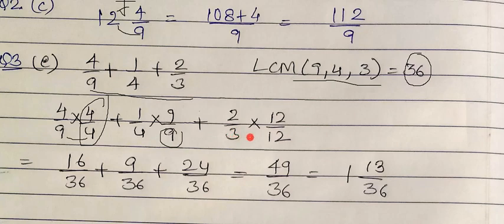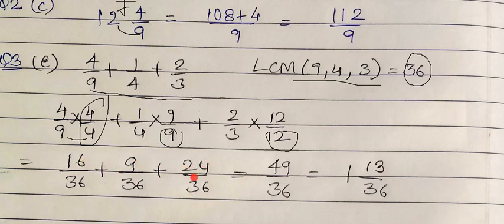Here 3 will be multiplied by which number? 12, because I know that 12 into 3 comes out to be 36. The same thing I will do in the numerator. So on solving, I am getting the numerators this way. Now these are like fractions. Like fractions means the fractions in which the denominators are the same. Now we can add the numerators.